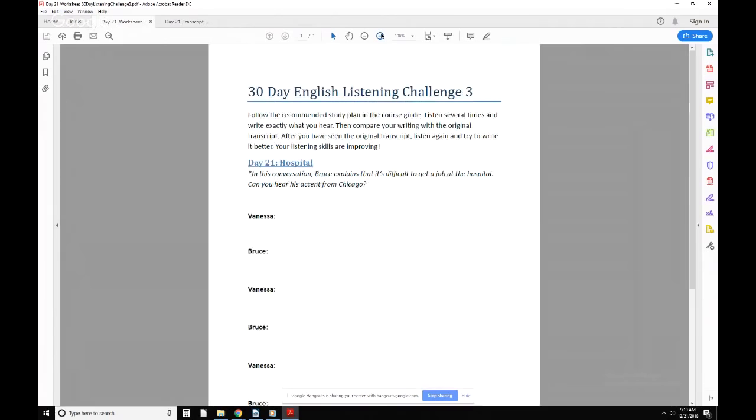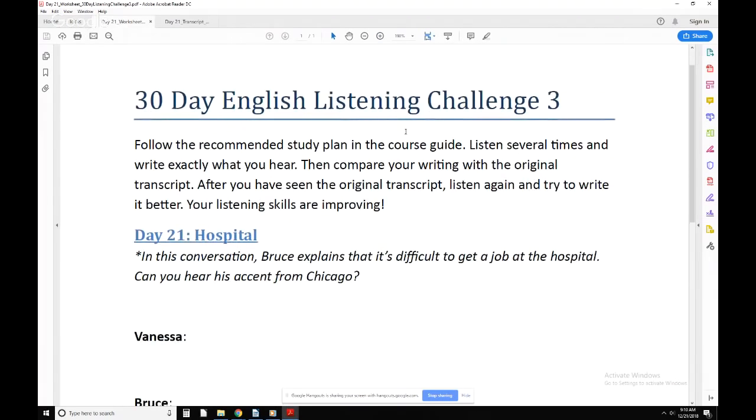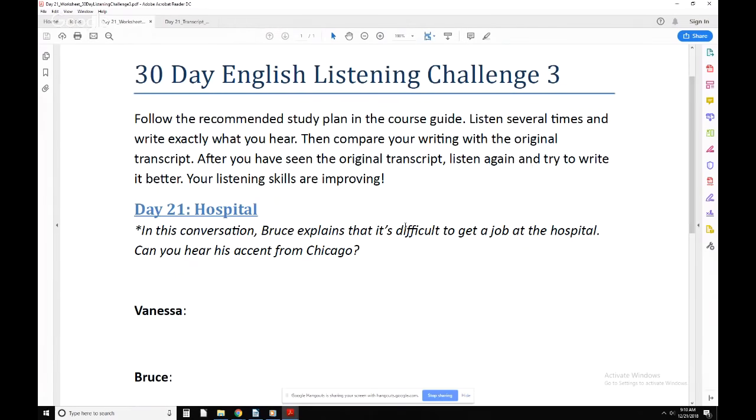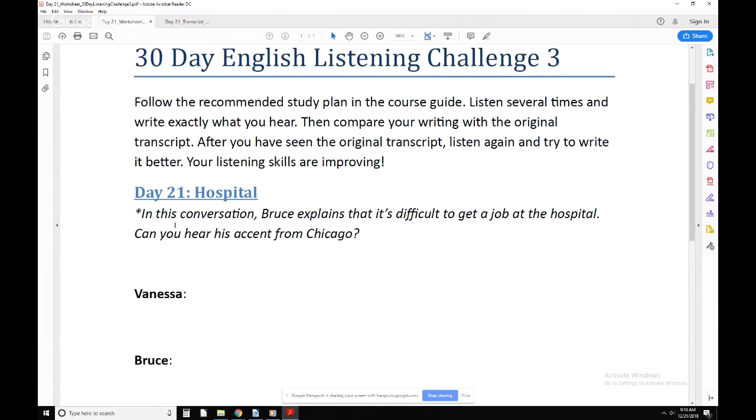Let's zoom in really quick so you can take a look at that. I know some of you are studying on your phone, so it's a little bit difficult to see the small script. This is a quick summary of what you're going to hear. In this conversation, Bruce explains that it's difficult to get a job at the hospital. Can you hear his accent from Chicago? Bruce is from Chicago, so you'll be exposed to a slightly different accent than mine.